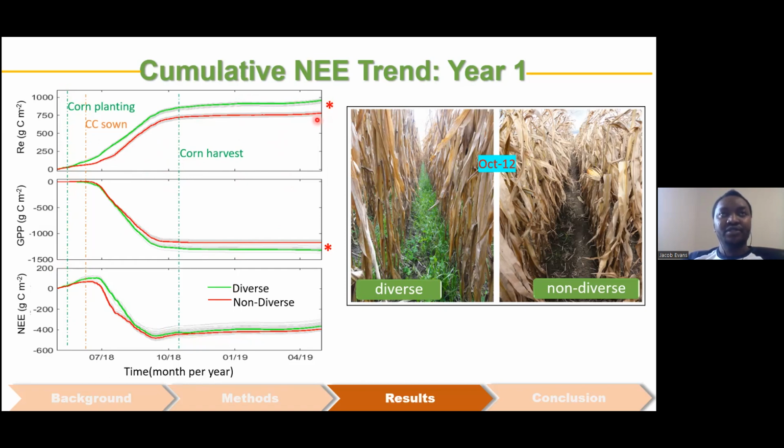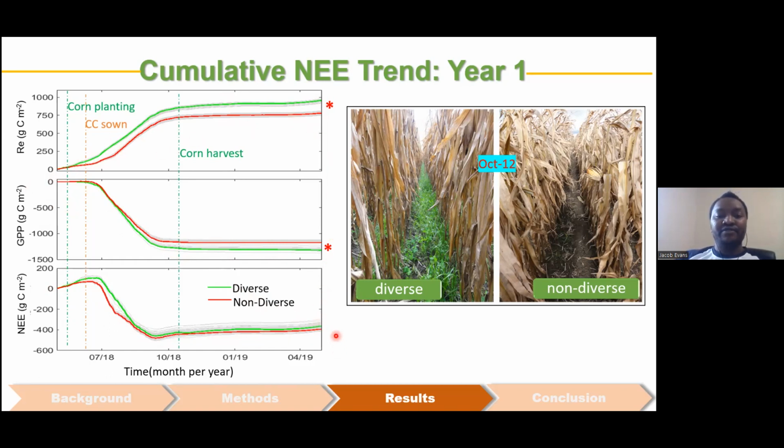between the treatments. Okay, so again, the sign convention I use in this study is such that, especially for those not familiar with this kind of trend, when the NEE is increasing into the positive territory, we say it's a carbon loss. When it is decreasing into the negative territory, we say it's a net carbon gain. And when it is flat, it basically means there's not much happening. The GPP is negative because that's the uptake component, and the respiration is positive because that's the loss component.